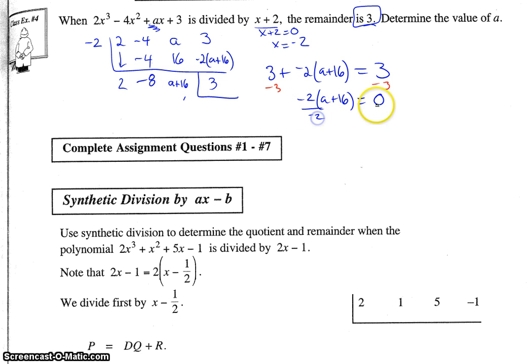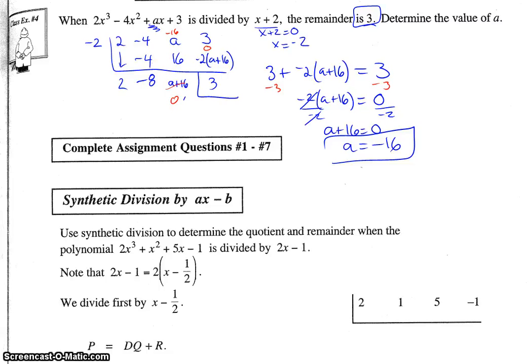Divide both sides by negative 2. 0 divided by negative 2, still 0. So we have a plus 16, still 0 there. Subtract 16, and there we go. We know, therefore, that a would have to equal negative 16. Let's just work this back and see if that would actually work. So if this was negative 16, we add those, we would get 0. 0 times that, this would be 0. 3 plus 0, 3. There we go. Maybe you were able to figure that out without all the algebra, and if you were, good on you.